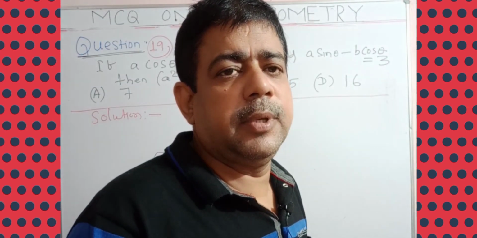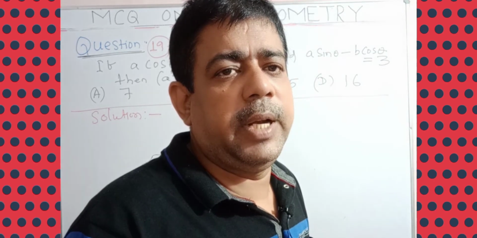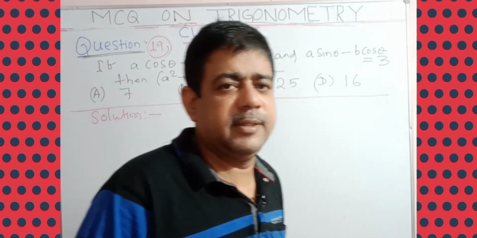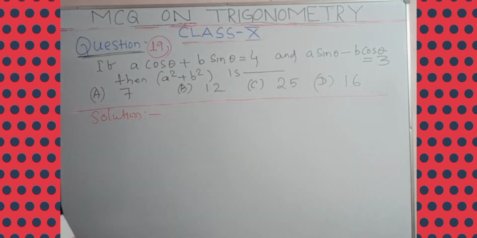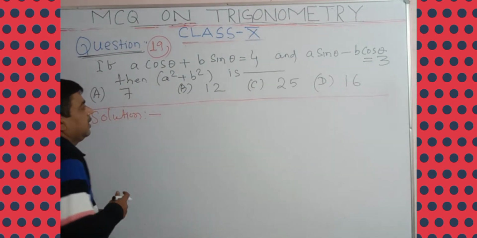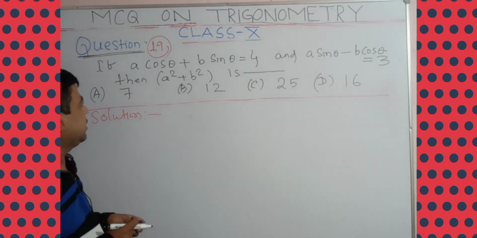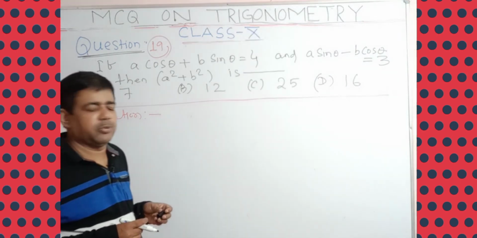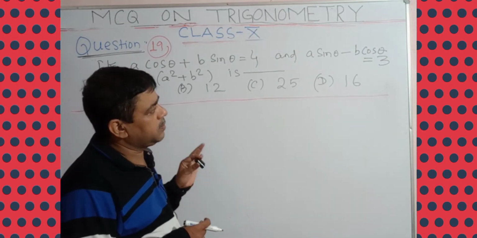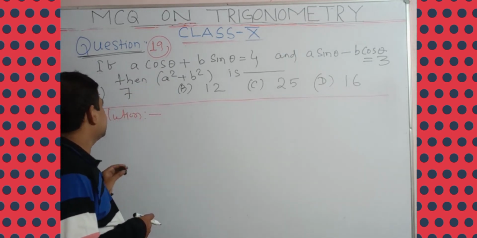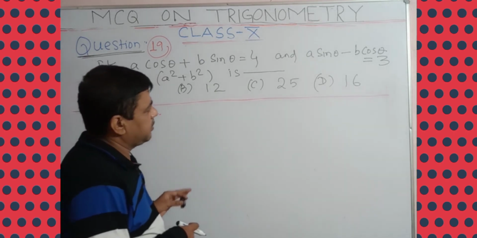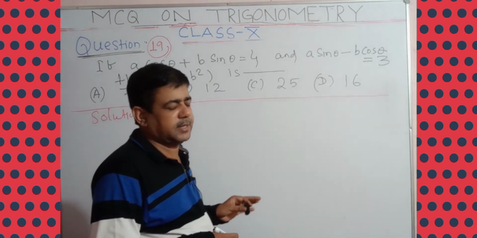So question number 19 I am discussing here. Okay? Understand? So another MCQ, question number 19. You see, it is given if a cos theta plus b sin theta is equal to 4 and a sin theta minus b cos theta is equal to 3, then a square plus b square is option A 7, option B 12, option C 25, option D 16.